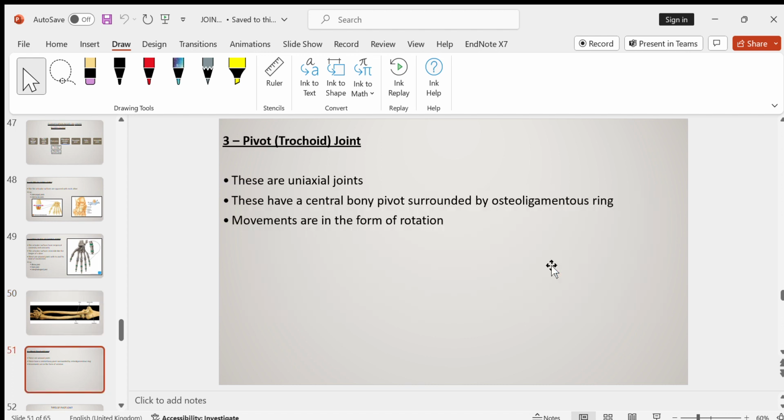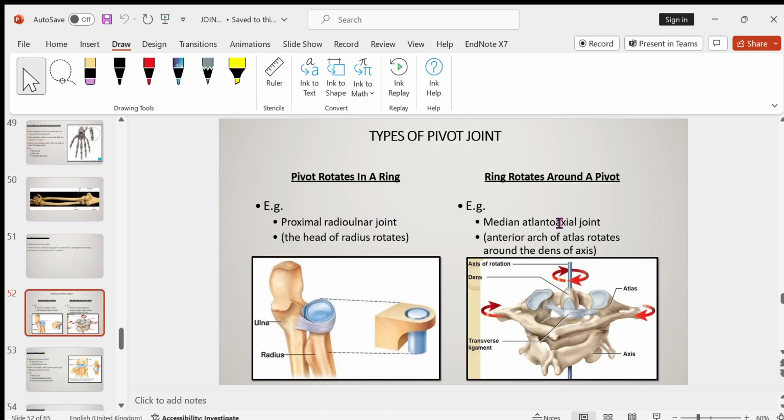These are uniaxial joints and they have a central bony pivot surrounded by an osteoligamentous ring, and the movement is in the form of a rotation. So there are two examples of the pivot joint. First is the movement at the proximal radio-ulnar joint, and the other example is the movement around the atlantoaxial joint.